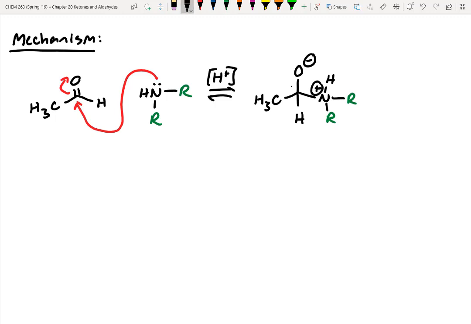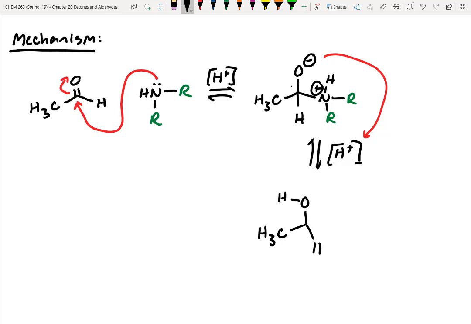All right, so we've got this intermediate where the secondary amine has essentially attacked the electrophilic carbon on our aldehyde. And then in our next step, we're going to protonate the oxygen. That's going to occur very rapidly because we are under acidic conditions. Let me keep it color-coded with red. There we go.